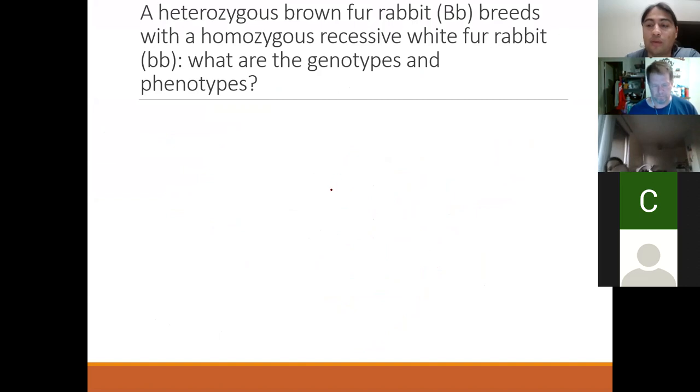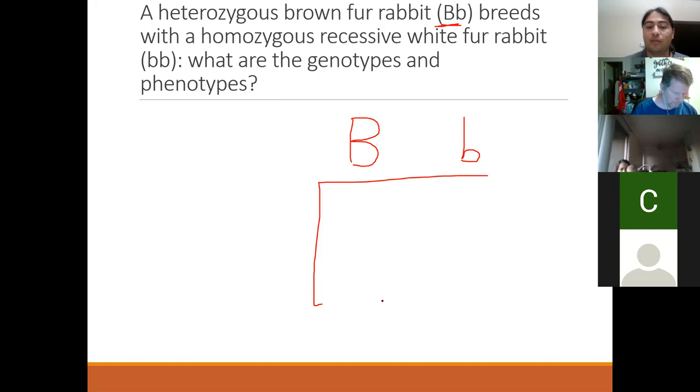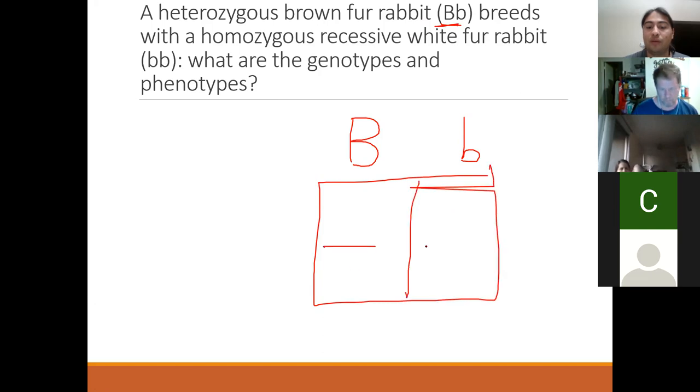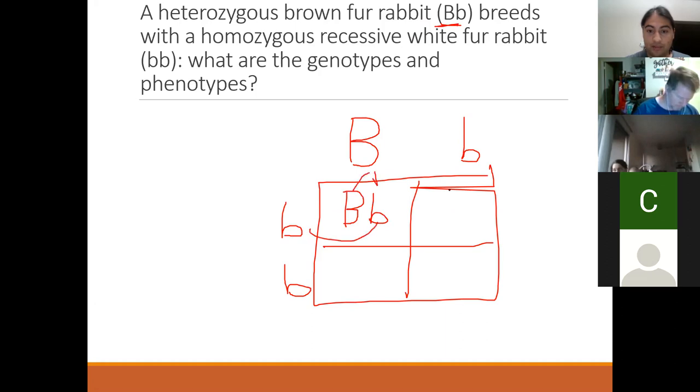Another example that we can work over here so we can get a grasp of this. So we have a heterozygous brown fur rabbit, which is going to be like this. My exercises on the exams are going to be very similar to these ones. So we have a heterozygous rabbit, which is this one over here, is going to breed. So I'm gonna draw the Punnett square over here. It's going to breed with a homozygous for white fur. So we have this one over here. Then when we make the combinations of the alleles, this is what we are going to obtain. This by this, and then this with this, and then again this by this, and then this by this on the last one.